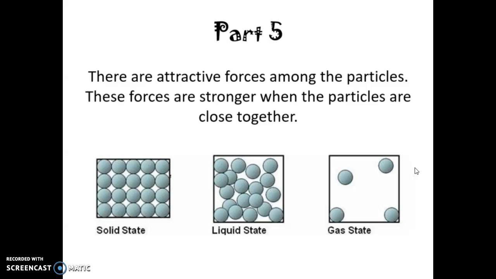Okay, so make sure you have all 5 parts written down on your table, and then we'll move on to the next practice piece.